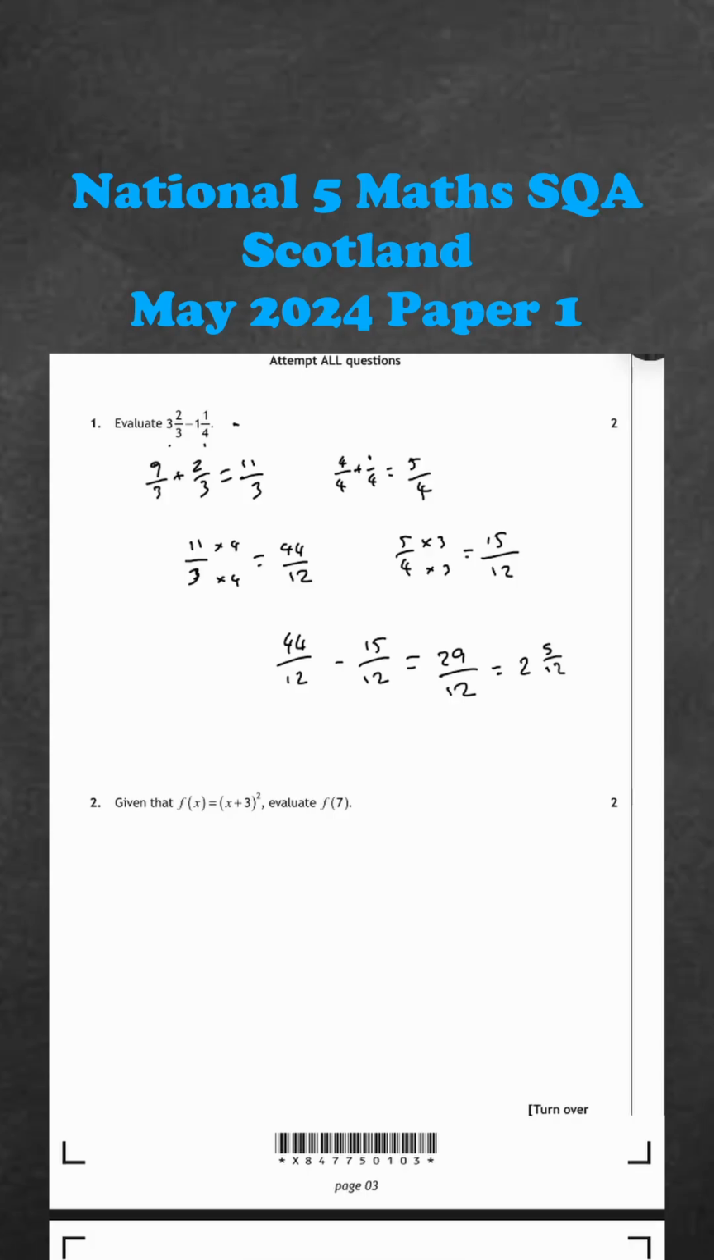Question number 2. Given that f of x equals (x plus 3) squared, evaluate f of 7. So this is going to be (7 plus 3) squared, which is 10 squared, which is just 100.